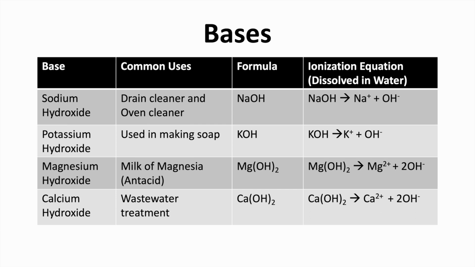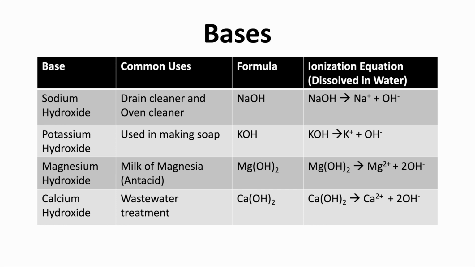Now let's talk about bases. This is kind of the other side of the coin from acids. So sodium hydroxide is a common base. You'll find it in drain cleaner or oven cleaner, NaOH. Same with potassium hydroxide. It's often used in making soap, KOH. Magnesium hydroxide is an antacid, commonly known as milk of magnesia. And calcium hydroxide is used in wastewater treatment, Ca(OH)2.